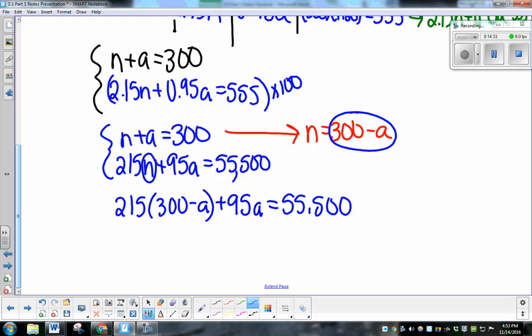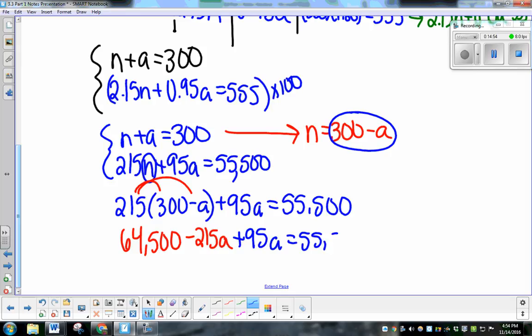So now what I'm going to need to do here is do some distributing. I'm going to do 215 times 300, that is 64,500. 215 times negative A, that's just negative 215A. And then I just write the rest out here. Plus 95A equals 55,500.